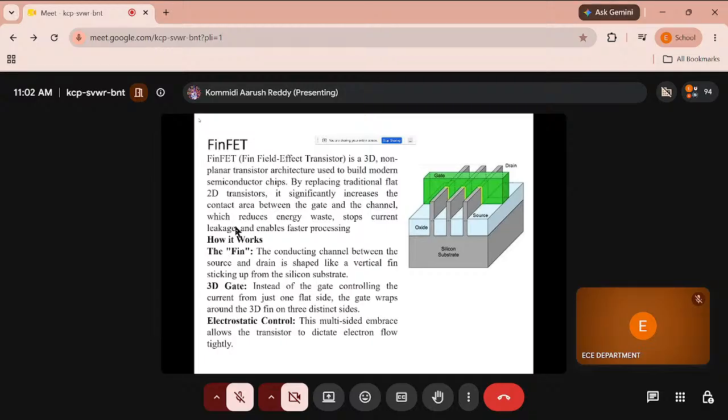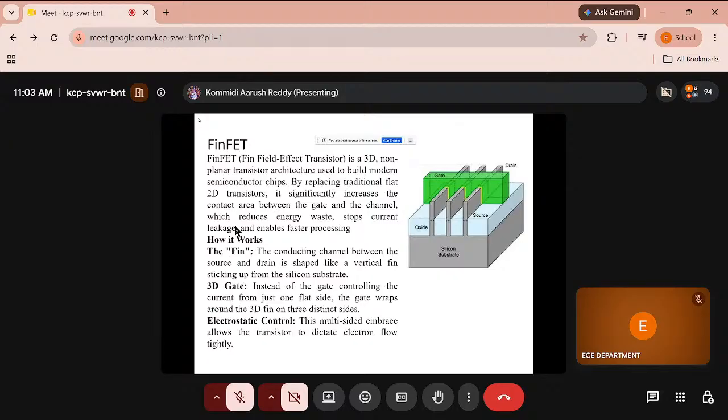where n number of source and drains, n number of NMOS or CMOS, are fabricated on a single silicon substrate, and they are isolated from each other. So in the case of the 3D gate, the gate wraps the entire 3D fin on three distinct sides. We have three distinct sides in the three-dimensional gate. So this multi-sided gate allows the transistor to control the electrons tightly, so without any dimensional strictness and without any leakage, we can flow the electrical current.